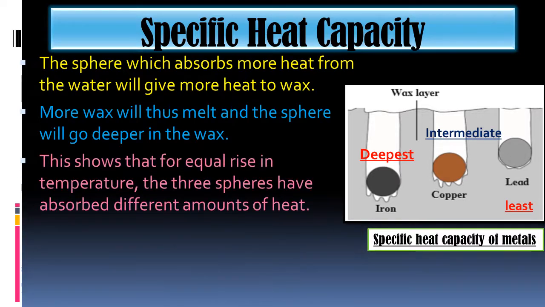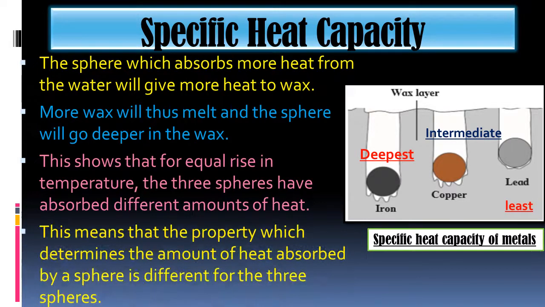This shows that for an equal rise in temperature, the 3 spheres have absorbed different amounts of heat. It means the iron, copper and lead have absorbed different amounts of heat from the water, and their depths in the wax layer are different. This means that the property which determines the amount of heat absorbed by a sphere is different for all the 3 metal spheres, and this property is called the specific heat capacity of a substance.